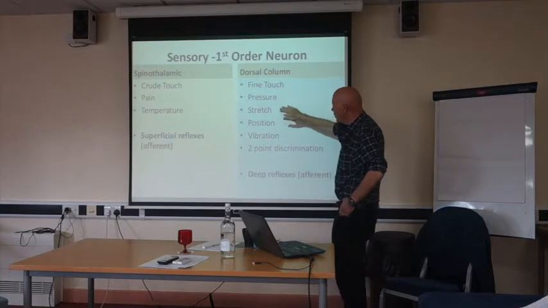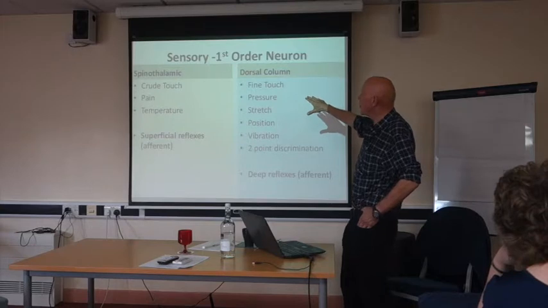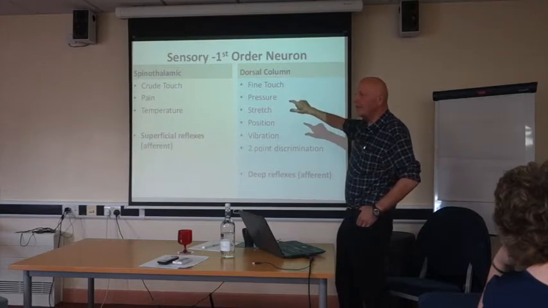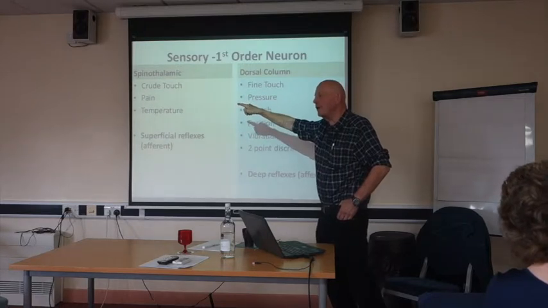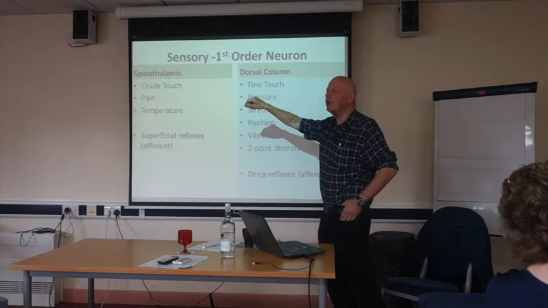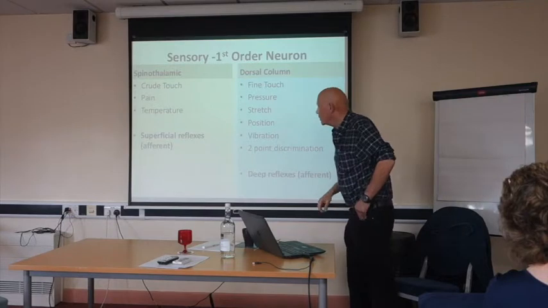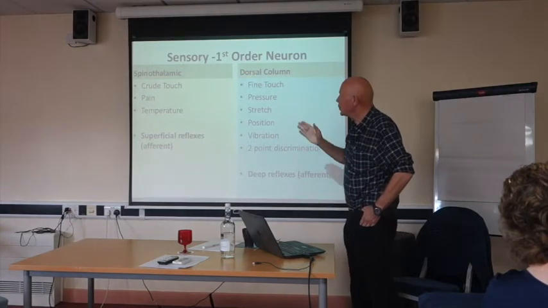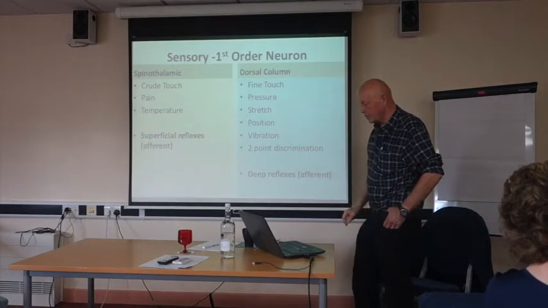the much more informative stuff. So if you've lost the dorsal columns, you might know that you've been touched through the crude touch bit of the spinothalamic, but you wouldn't have much in the way of information about where that was or what type of touch it was. So you would use one test to do the spinothalamic and another test to do the dorsal columns.